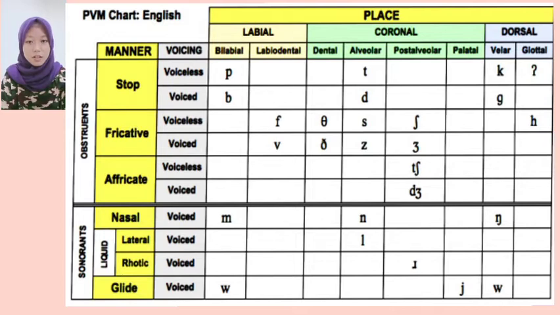Manner of articulation is divided into 5 parts. The first part is stop consonants. Second one is fricative consonants. The third one is affricate consonants. The fourth part is nasal. The fifth part is glide. Okay, now let's talk about the first manner.